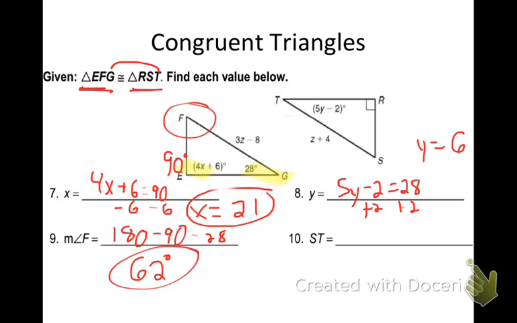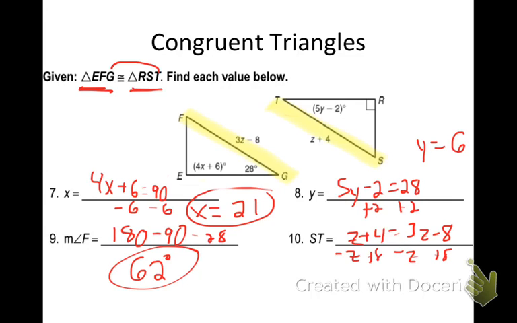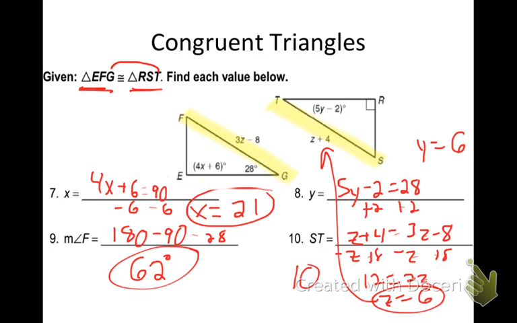And then the last one is I want to find ST. So I want to find ST here. What's ST going to be the same as? So what am I going to do with those two terms? Set them equal to each other. z plus 4 equals 3z minus 8. Subtract z over. Add 8 over. What do we get? 12 equals 2z. z equals 6. Is that my answer? No, plug it in. What's 6 plus 4? ST is going to have to be 10.